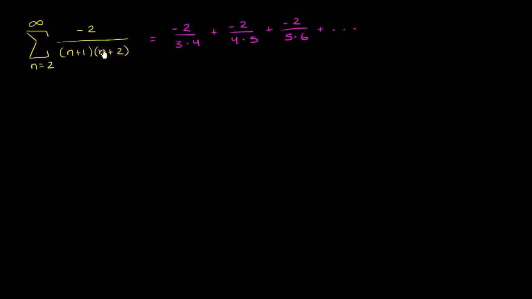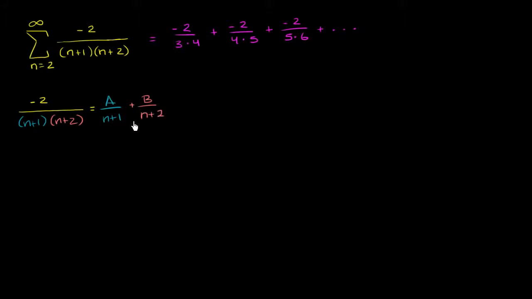So I'm assuming you've given a go at it. So let's try to manipulate this thing. Let's see if we can rewrite this as a sum of two fractions. So this is negative 2 over, and I'm going to do this in two different colors, n plus 1 times n plus 2. And we remember from our partial fraction expansion that we can rewrite this as a sum of two fractions as a over n plus 1 plus b over n plus 2.